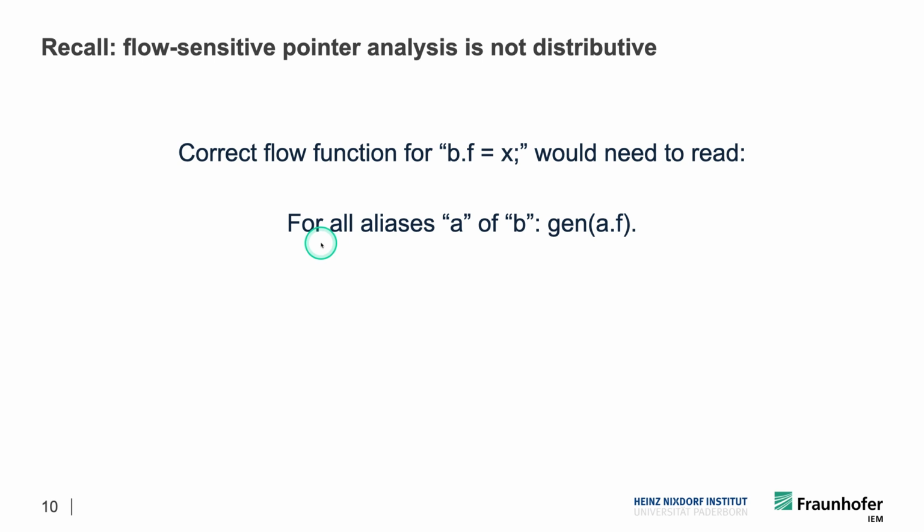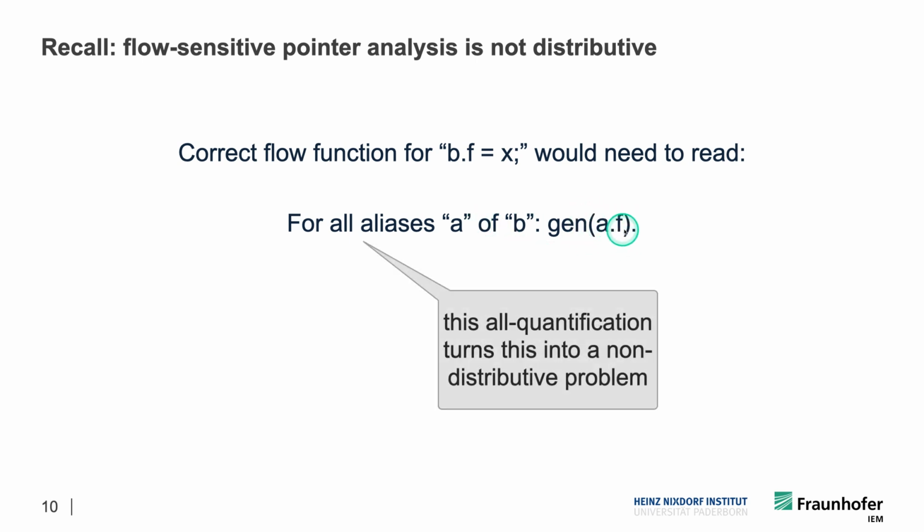So we would have to say for all aliases A of B, right? So for all aliases of this base object here, generate A.F. So we need to have an all quantification of all these aliases, right? So we're basically looking for all the variables in the program that might be substitute-based variables here, which may point to the same object that B is known to point to, okay? And for all of these, we actually generate then A.F. Now the problem is that this all quantification, this really turns this into a non-distributive problem.